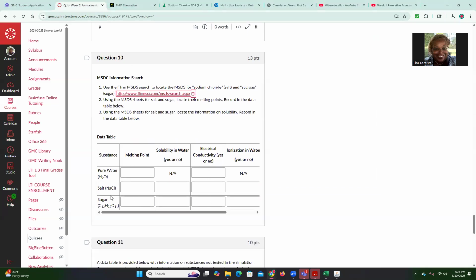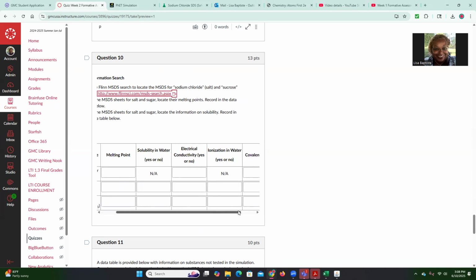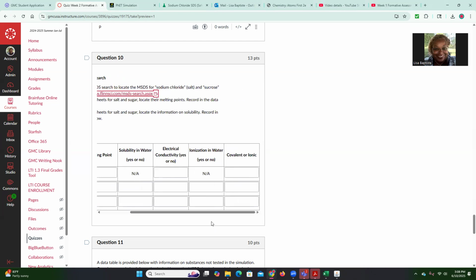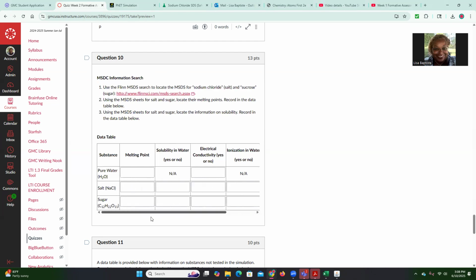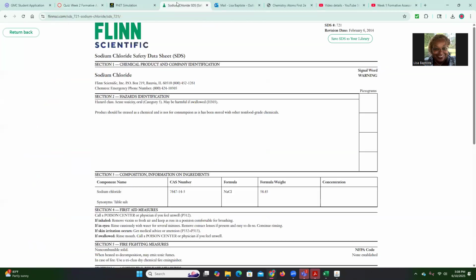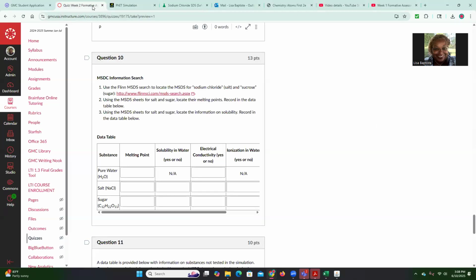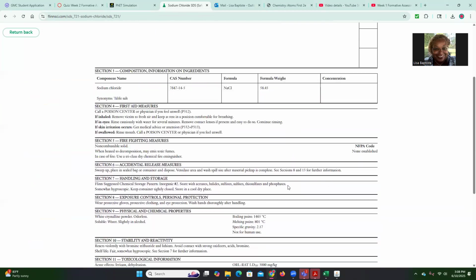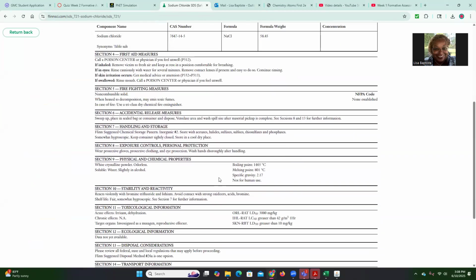So for sodium chloride, which is salt, all right, you're looking for the melting point, solubility in water, electrical conductivity, and ionization, and whether it's covalent or ionic. Okay. And so you're going to look for that information. So I'm going to show you one of them, which is the melting point. So let's look for the melting point. And so it says here that the melting point is 801 degrees Celsius.